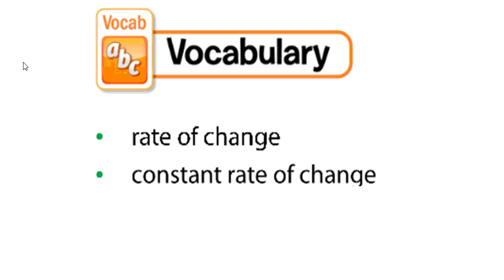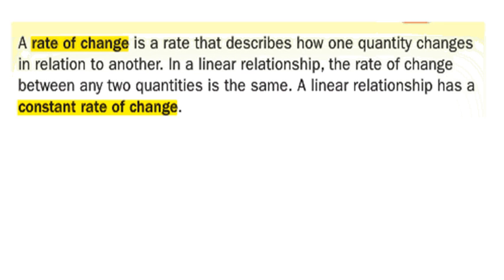The vocabulary you'll need to know for today is rate of change and constant rate of change. A rate of change is a rate that describes how one quantity changes in relation to another. In a linear relationship, the rate of change between two quantities is the same. The linear relationship has a constant rate of change.